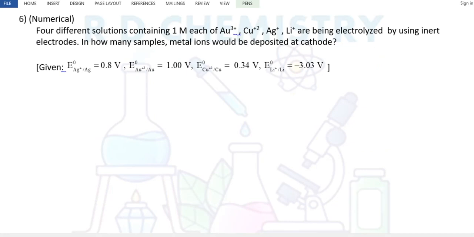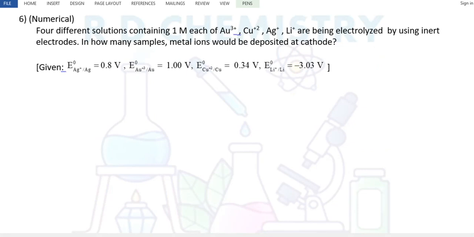Question number 6, numerical type question. 4 different solutions containing 1 molar each of gold plus 3, copper plus 2, silver plus 1, lithium plus 1 are being electrolyzed by using inert electrodes. In how many samples would metal ions be deposited at the cathode? That means out of 4, how many will be deposited? Are all the 4, 1, 2 or 3?